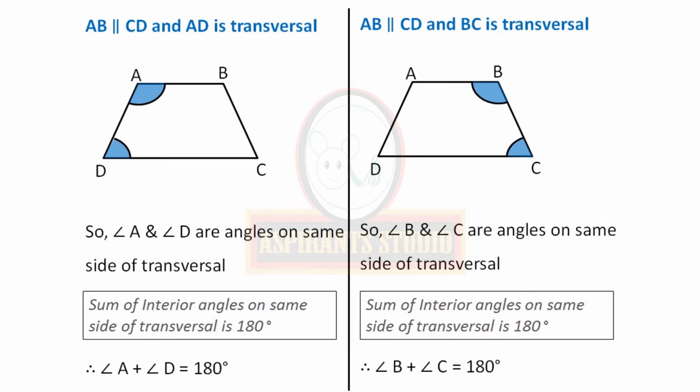Now look at the second figure. Now here we are going to concentrate on angle B and angle C. So we have taken AB parallel to CD and BC is the transversal. Now when you take BC to be the transversal, you can find angle B and angle C to be on the same side of the transversal. Sum of interior angles on the same side of the transversal is 180 degrees. Therefore, measure of angle B plus measure of angle C is equal to 180 degrees.